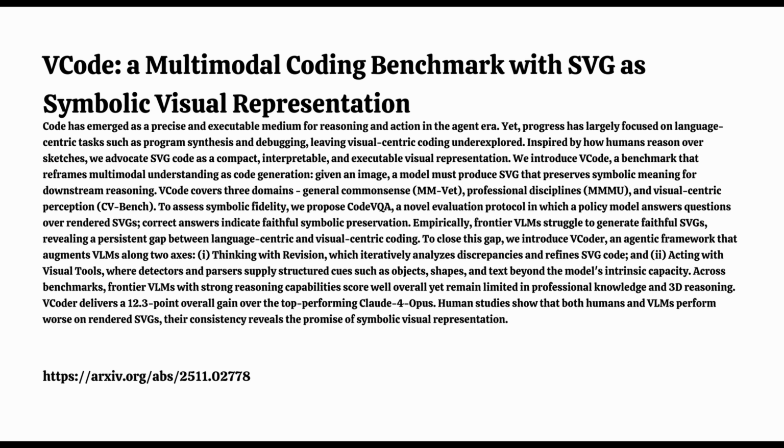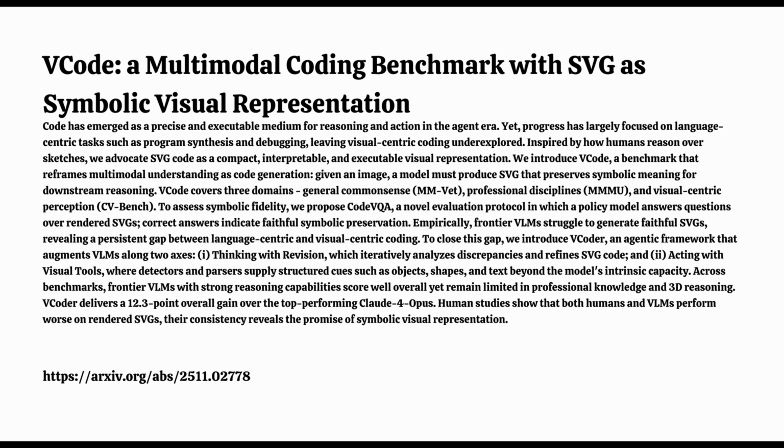And this shift really materializes in the creation of VCode. It's a benchmark that reframes the whole idea of multimodal understanding as a code generation task. The model sees an image and has to output SVG code. And that code has to preserve the symbolic meaning for any later reasoning. So that's our mission today, to see how current frontier models handle this job of turning a photograph into a blueprint.